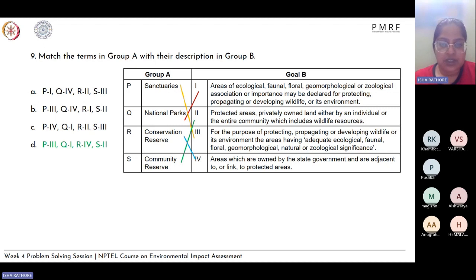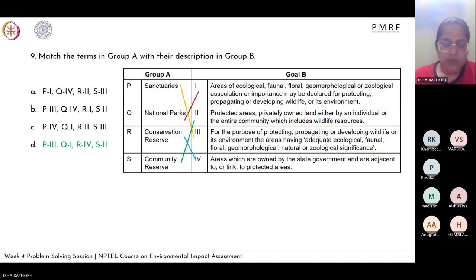Then conservation reserves are areas which are owned by the state government and are adjacent to or linked to protected areas. So R matches with 4. And community reserves are protected areas, privately owned land, either by an individual or the entire community, which includes wildlife resources. So S matches with 2. So the correct answer is D, that is P matches with 3, Q matches with 1, R matches with 4, and S matches with 2.